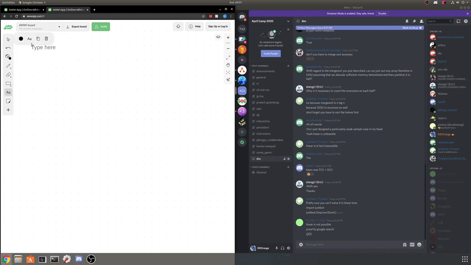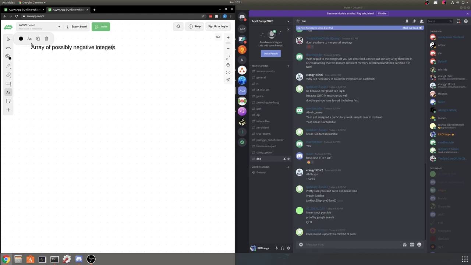So again, we have an array of integers. They might be negative. And you want to be able to count the number of contiguous subarrays that have sum at most k, for some fixed k.